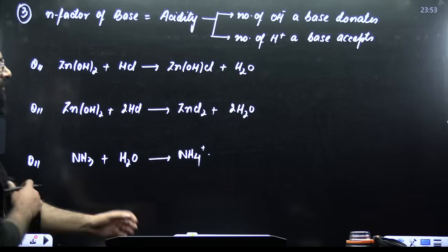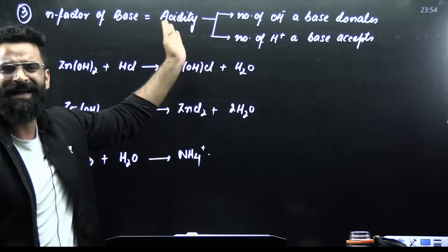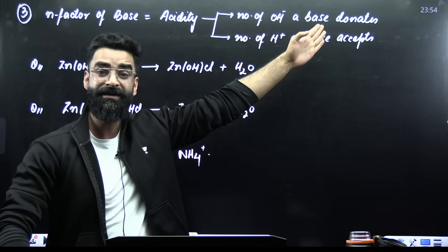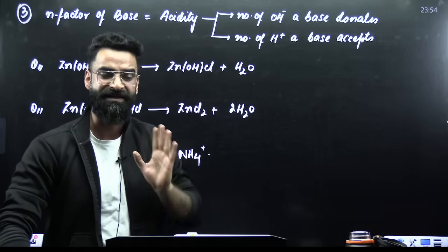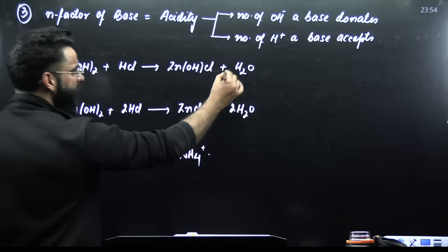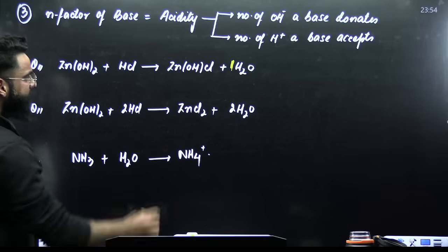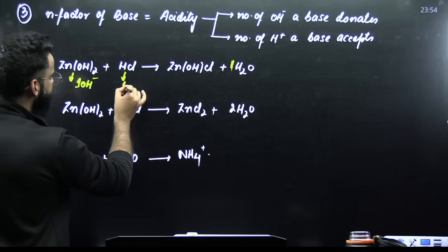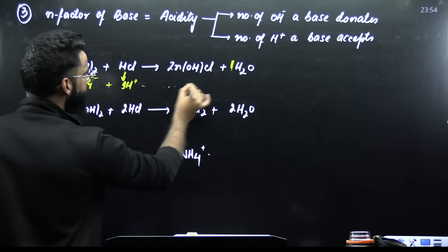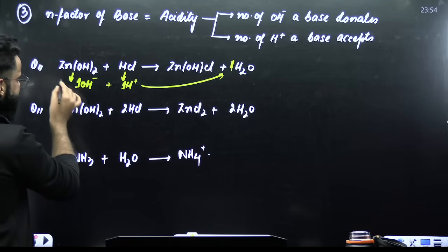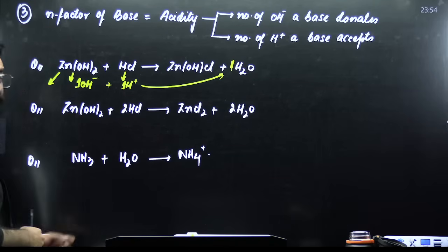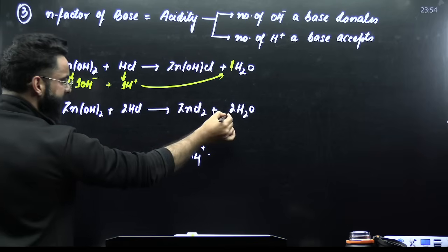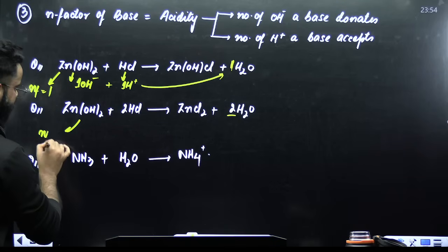Similarly, the N factor of the base is what you call acidity. Acidity you can define like this: the number of OH negatives a base donates, or the number of H positives the base accepts. For example, how many water molecules are formed here? 1, right? So that means this base would have given 1 OH negative and this acid would have given 1 H positive. They would have combined and formed 1 water molecule. So this base is giving 1 OH negative, and the number of OH negatives the base donates defines its N factor. So its N factor is 1. Similarly, 2 water molecules, that means its N factor here is 2.